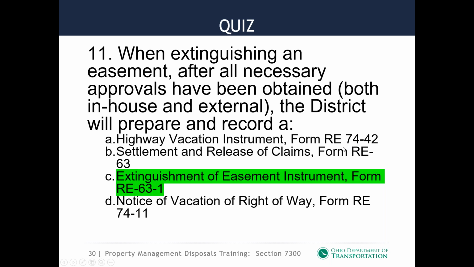We have a lot of forms that we've gone through and talked about, and you can always find them on the ODOT real estate website. And they do change occasionally, so don't save them to your desktop and just pull off that one. Go to the actual website and get the newest version, just in case.